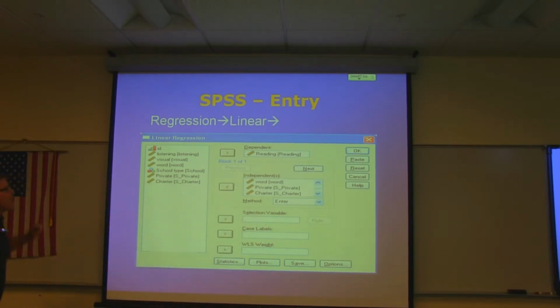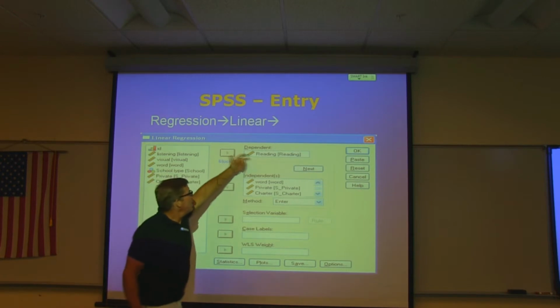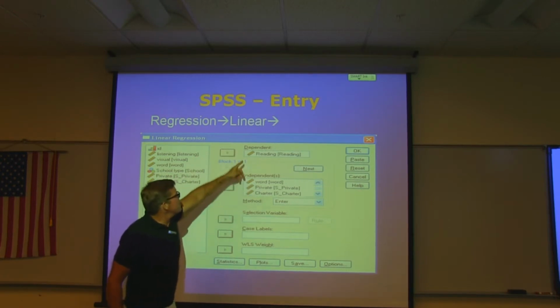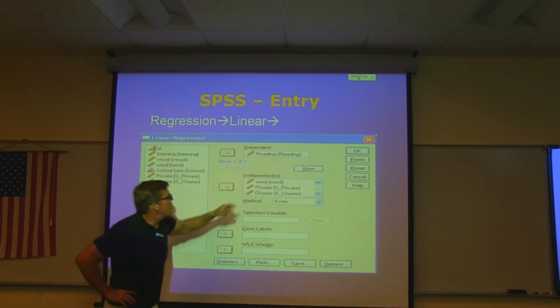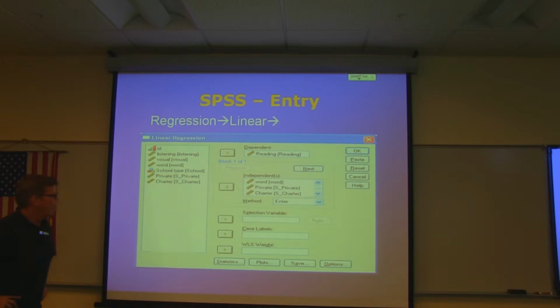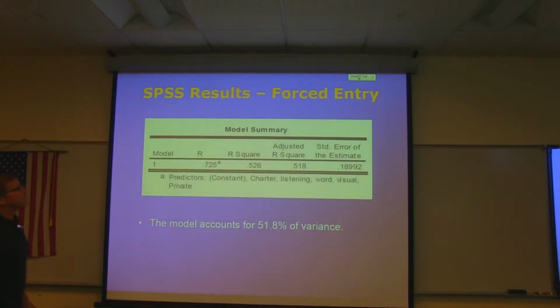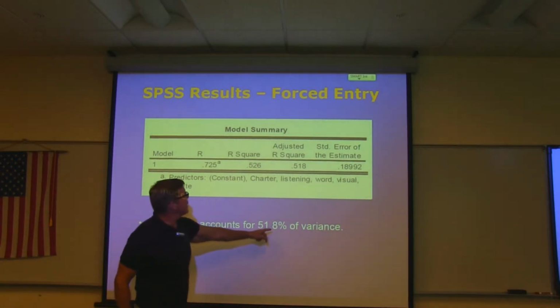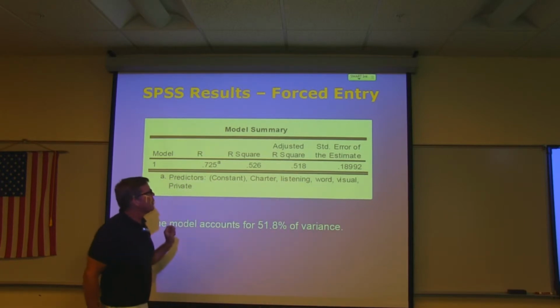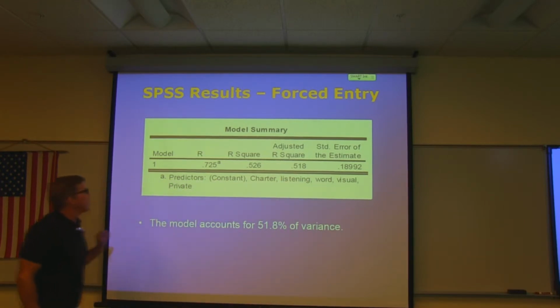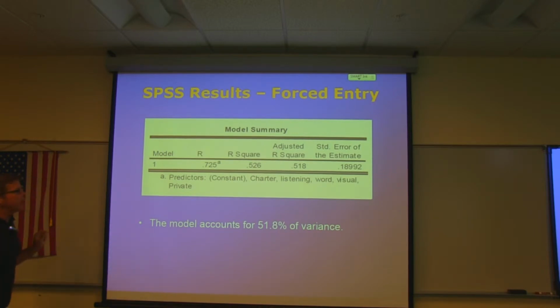We see the SPSS screen. We bring the dependent variable in, and then the three independent variables. We're trying to predict reading ability from Word, Private, and Charter. We will continue. Here is our model. The model accounts for 51.8% of the variance. This number is obtained right here from adjusted R squared. So 51% of the variance in the dependent variable can be explained by the independent variables. So this is a moderately predictive model.